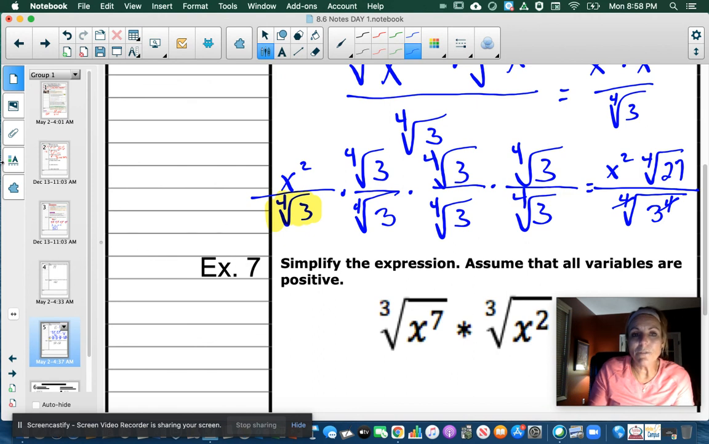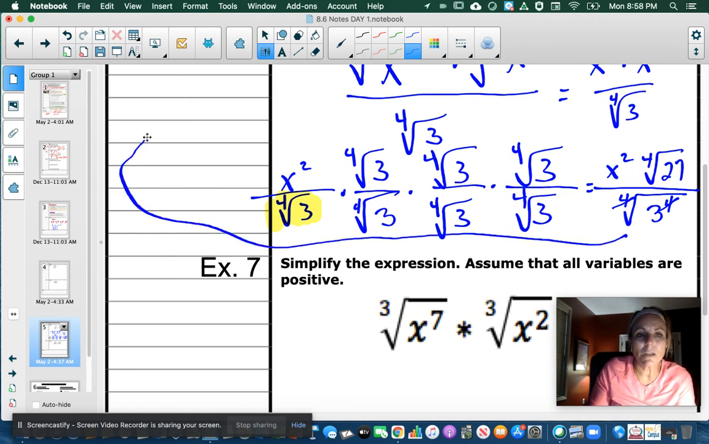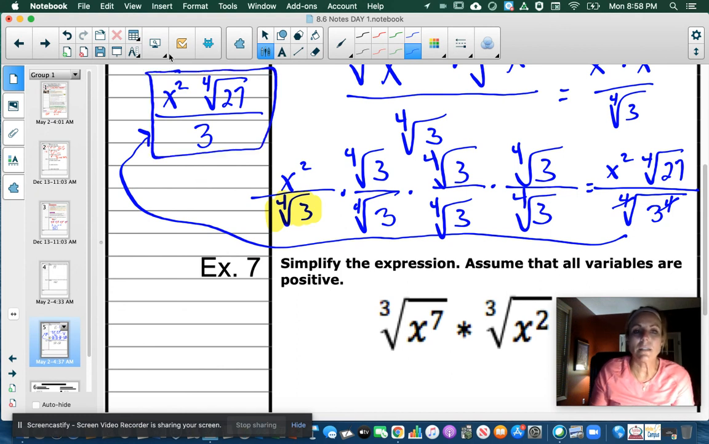So what we are left with, I'm going to draw an arrow so that we know to come up here. We have an x squared, fourth root of 27, over 3, x squared. And that's it. That's how we rationalize the denominator.